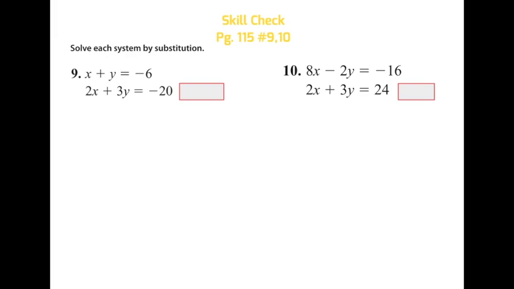For these, I have either an x or a y by itself, close to it, that I can get. And here, I'm going to try to figure out which is the easiest to get by itself without creating fractions.